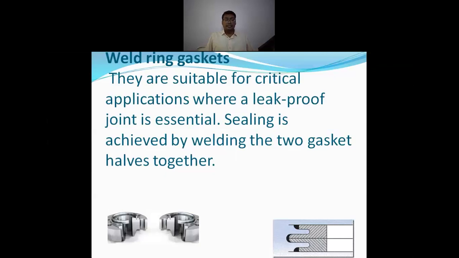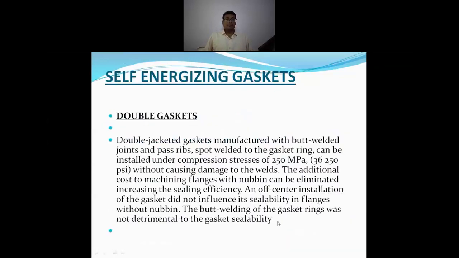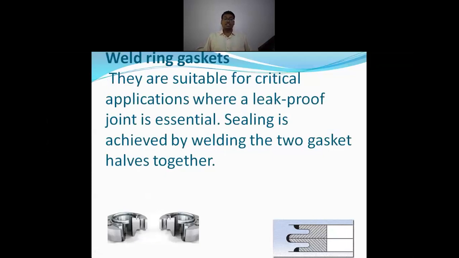Then welded ring gaskets. These are welded at the end. Here you can see the welds that are available. They are suitable for critical applications where a leak-proof joint is essential. Sealing is achieved by welding the two gasket halves together. This is the welded ring gasket, or flat gaskets are also in this category.